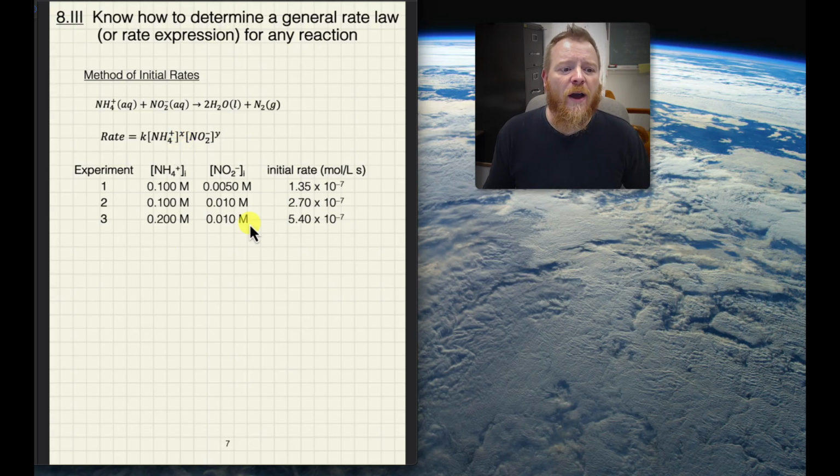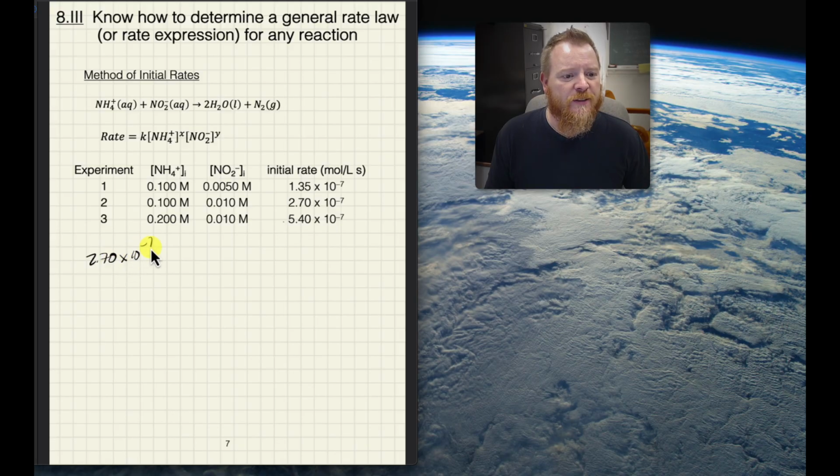Now, if we look at this method of initial rates, there's a simple way that we can put this together, and it goes as the following. I'm going to compare experiments 1 to 2, and I'm going to do it in the following way. I'm going to write the rate of experiment 2, and you'll see why I chose that in a moment.